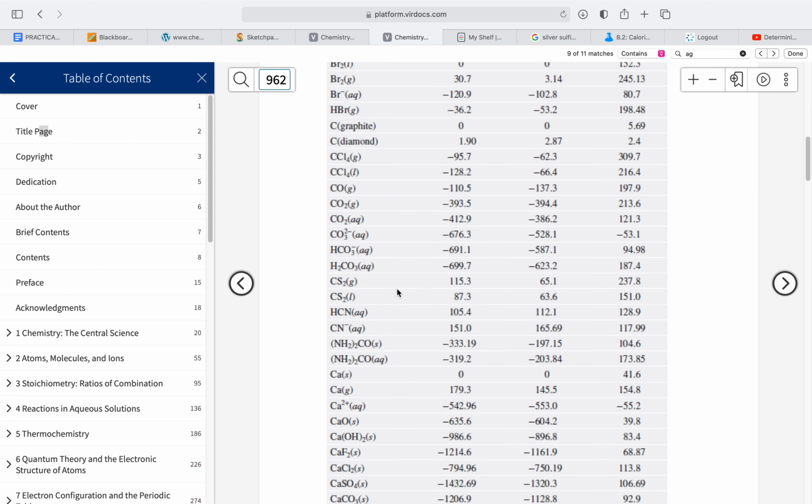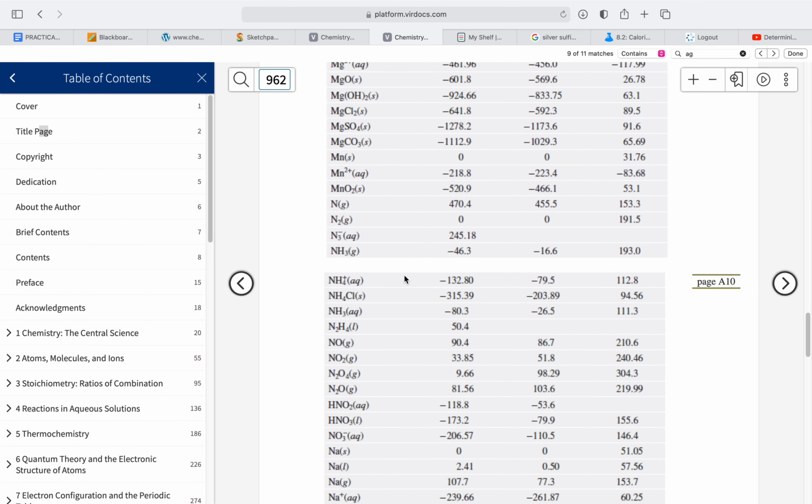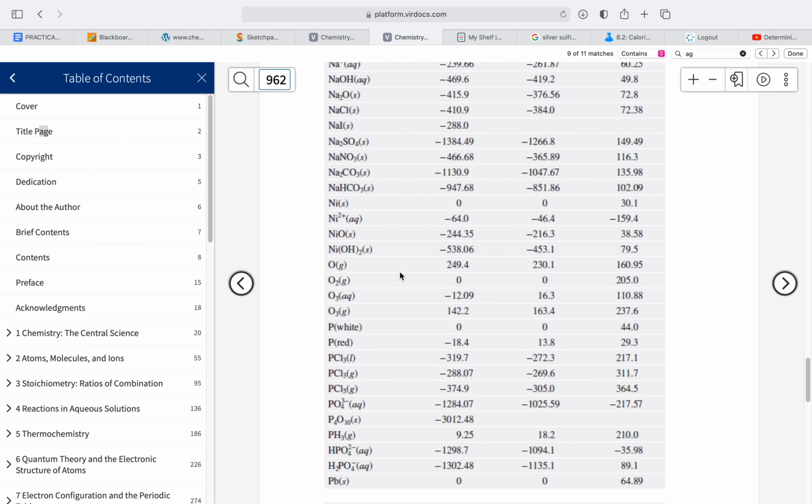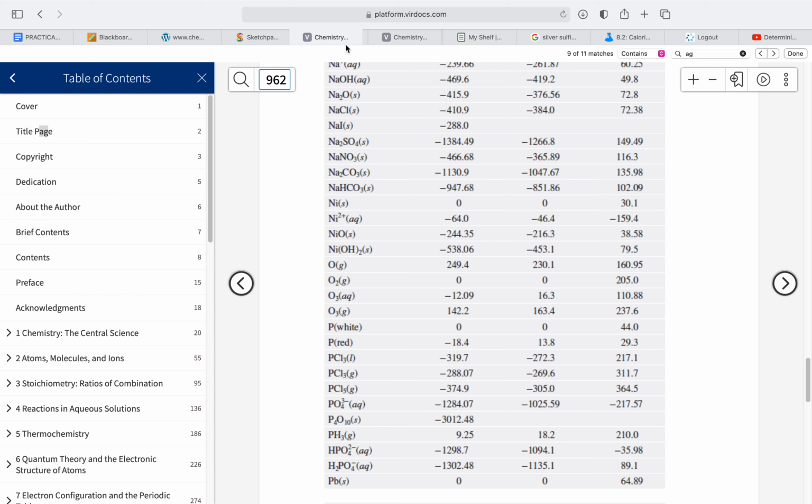And then O2, I'm pretty sure it's diatomic, so it should be 0, but let's find it just to check. It's always good to check. O2, let's go, 0. I've been working on this one for about 2 hours, so I'm getting excited.